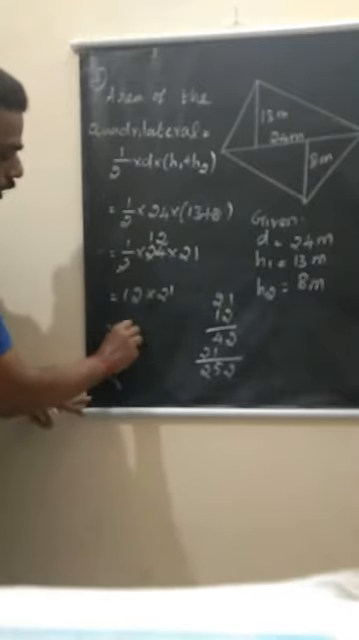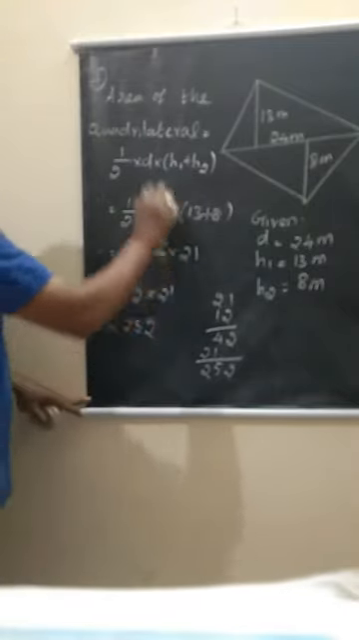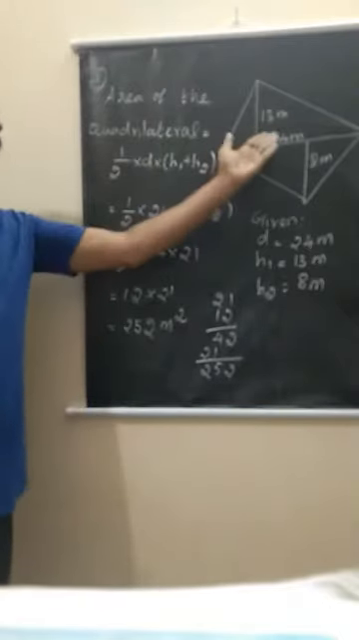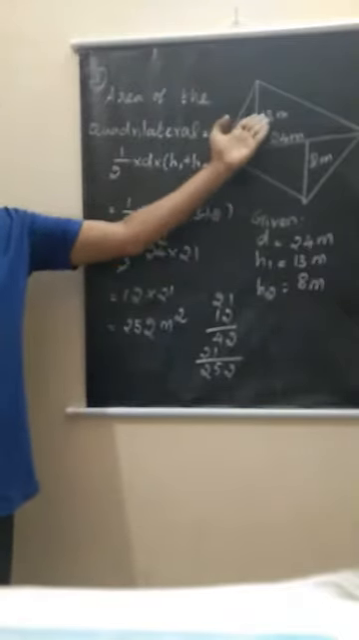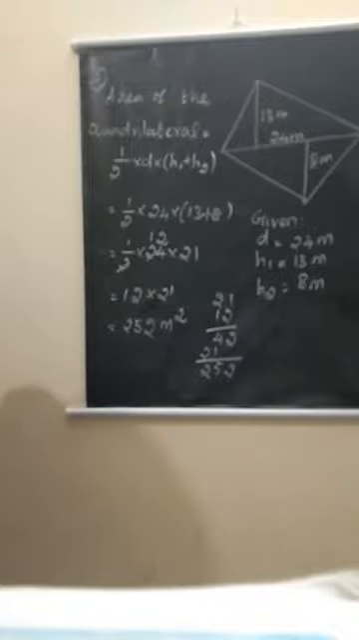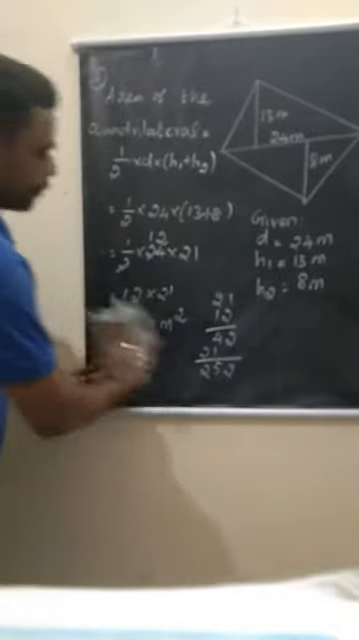So 252 units given in meter, so meter square. Given the order, everything is given: D, H1, H2. Substitute, that is H1 plus H2. After taking the addition, you need to multiply. This is the problem, just to find the area of the quadrilateral. Okay.